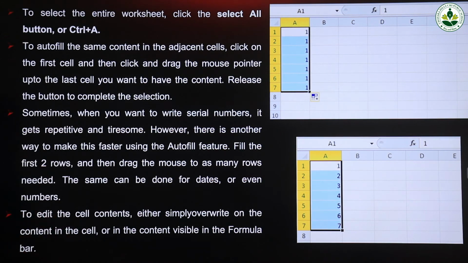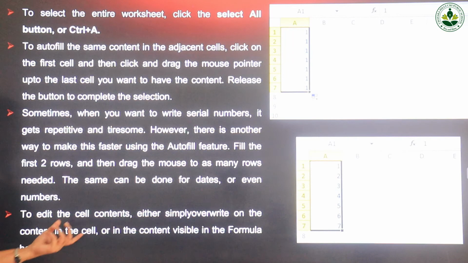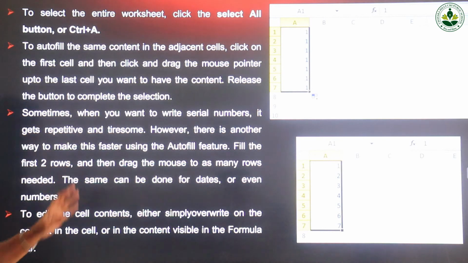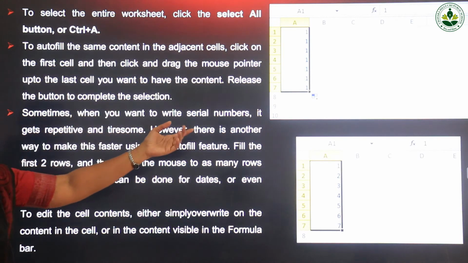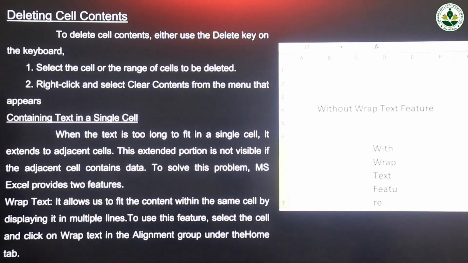Then, to edit the cell contents, either simply overwrite the content in the cell, or edit the content visible in the formula bar. Just click on that cell and type, or you can type in the formula bar. The next one is deleting cell contents. If you want to delete cell contents, select the cell or the range of cells to be deleted.